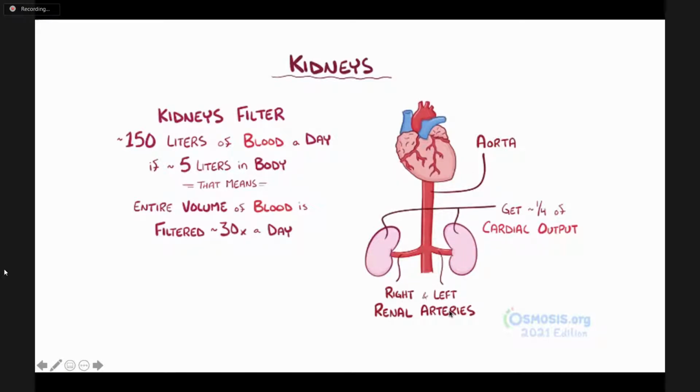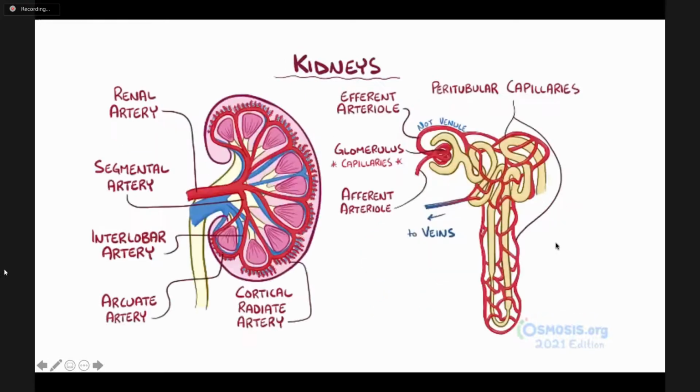it goes to the right and left renal arteries. Right, now you've got to memorize this structure, the functional unit of the kidney, which is the nephron. Okay, the nephron comprises the vascular part, the vessel, and then the tubular part, the tubules, and then the mixed vascular tubular part, which is the juxtaglomerular apparatus. I will show you later.